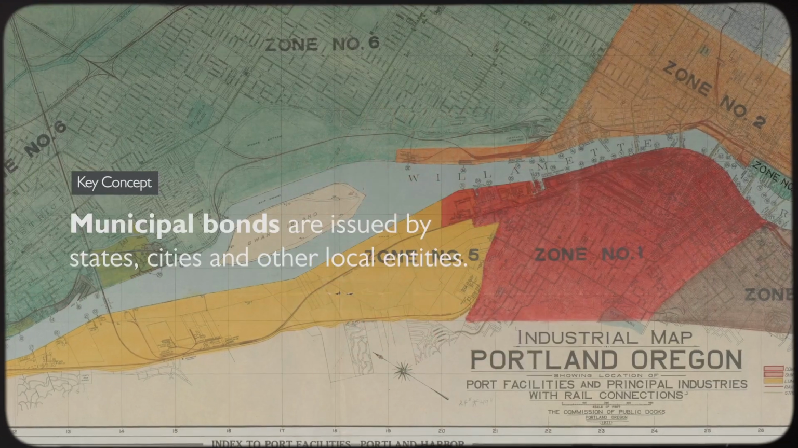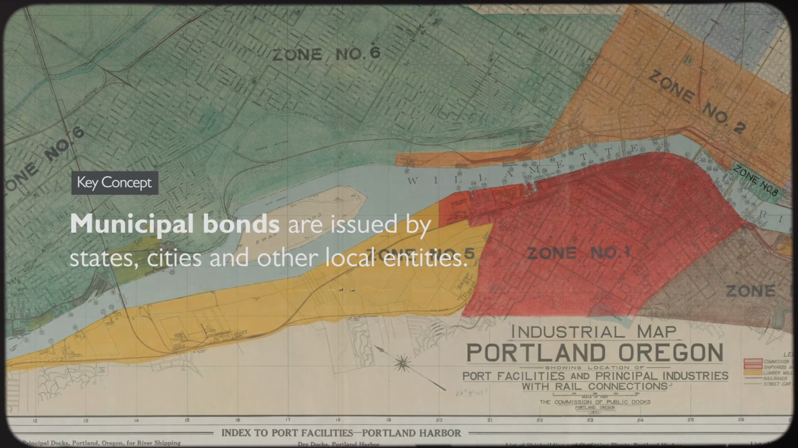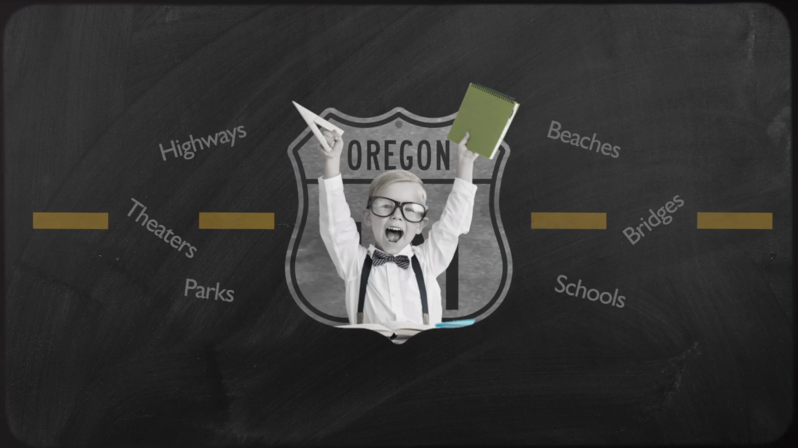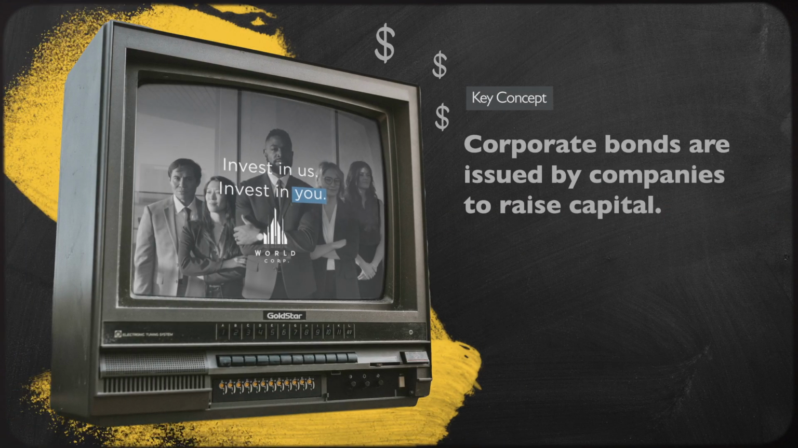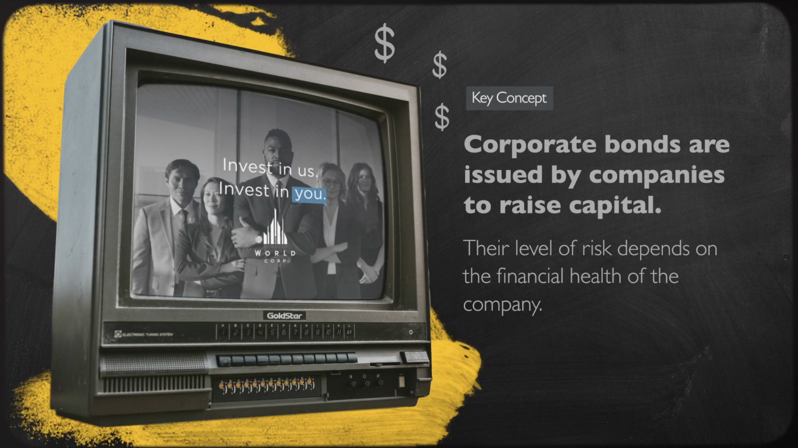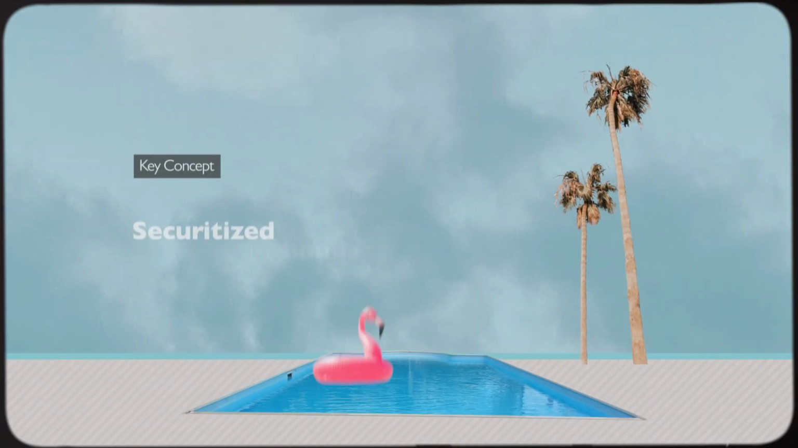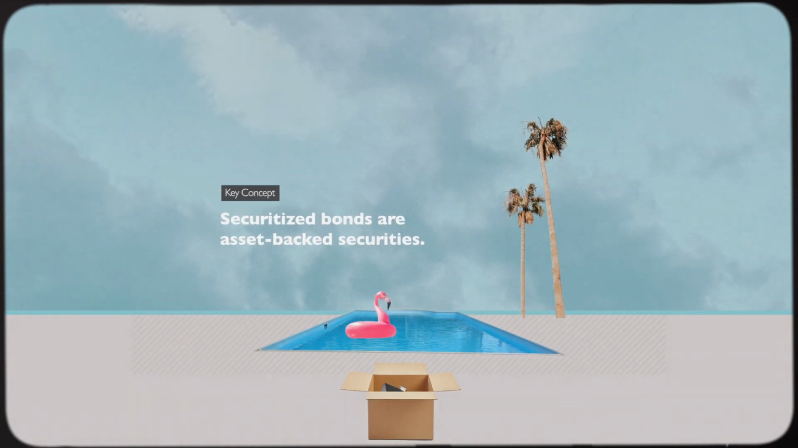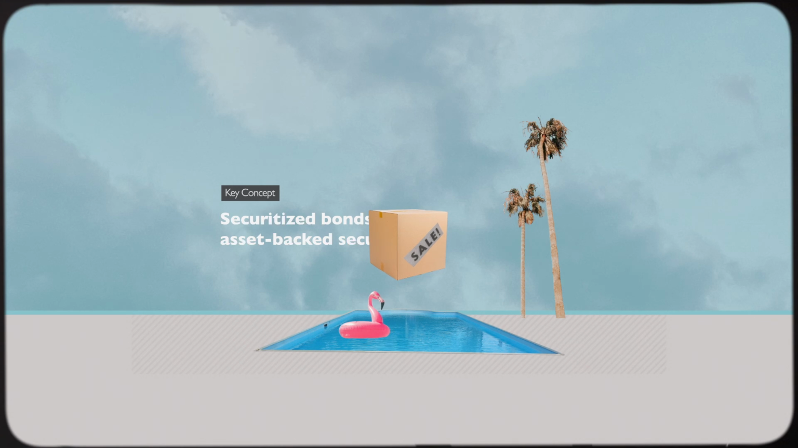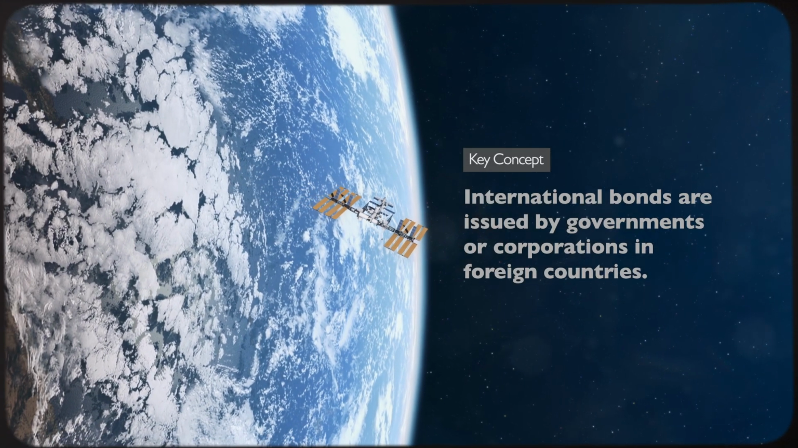Municipal bonds are issued by states, cities, and other local entities. The funds are usually used for public service projects like building highways or schools. Corporate bonds are issued by companies to raise capital. They can range from extremely safe to very risky, depending on the company's financial health. Securitized bonds are asset-backed securities, which are pools of loans backed by assets, like mortgages or car loans, which are packaged together and sold as bonds. Finally, international bonds are issued by governments or corporations in foreign countries.